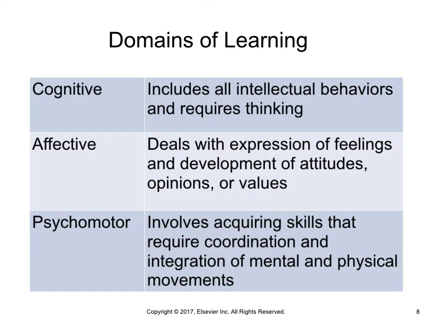Learning occurs in 3 domains: cognitive, affective, and psychomotor. Cognitive learning requires thinking and encompasses the acquisition of knowledge and intellectual skills. The revised taxonomy of 6 cognitive behaviors is hierarchical and increases in complexity as in the following list.